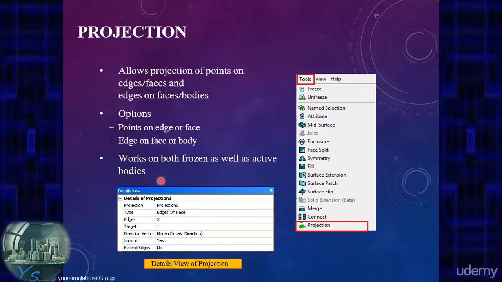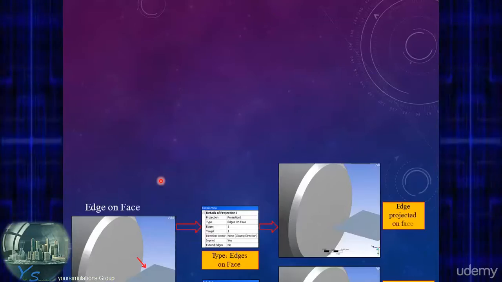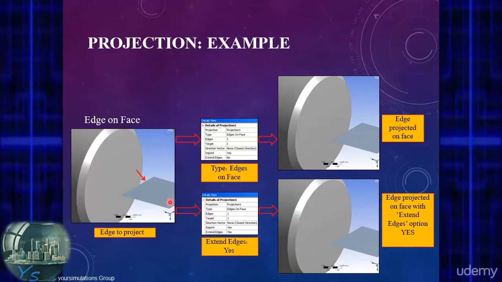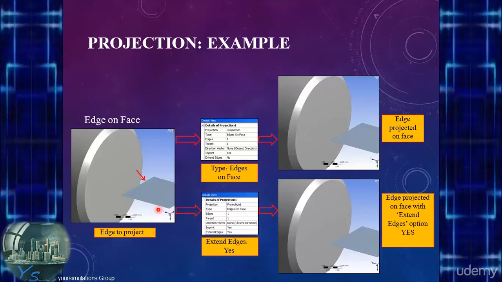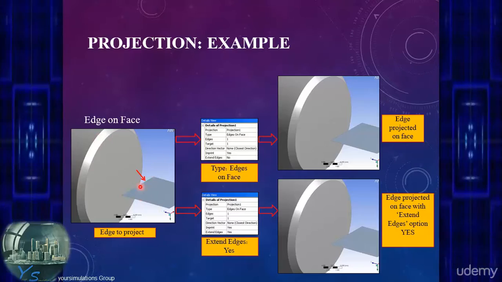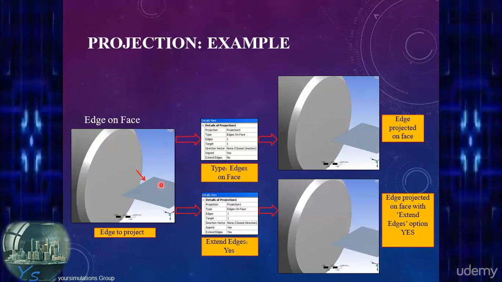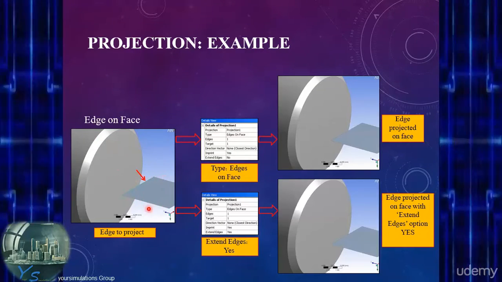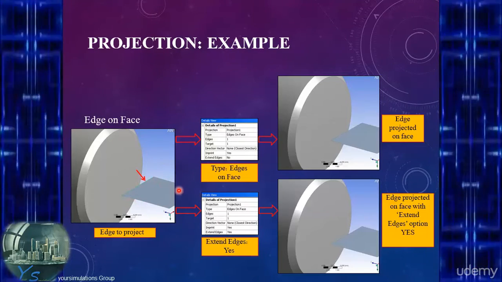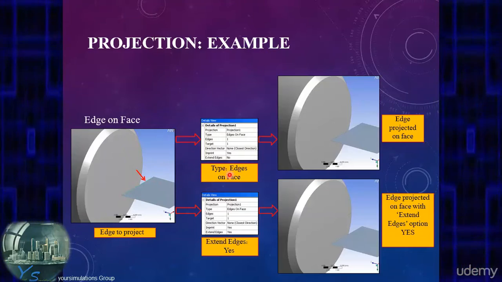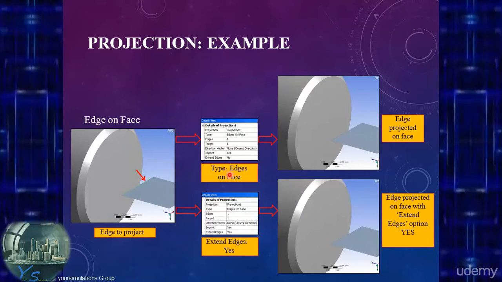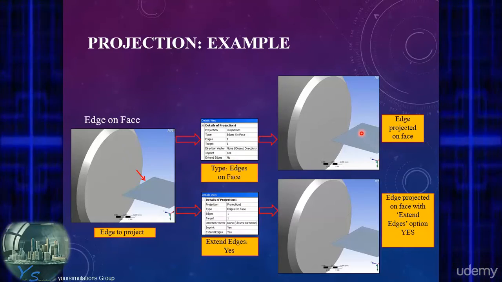If we show some examples of the use of this tool, here we can see projection of an edge onto a face in this example. In the screen grab on the left hand side of the screen, we have this face which forms part of a body, and then we have this edge which forms part of a separate body. At the top we can see imprinting of edges onto the face.